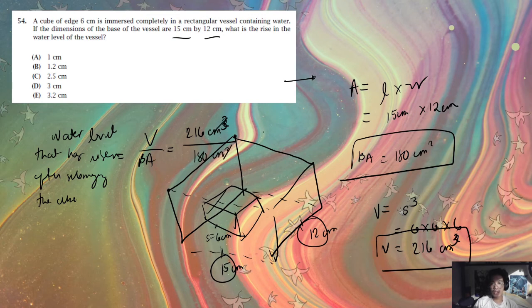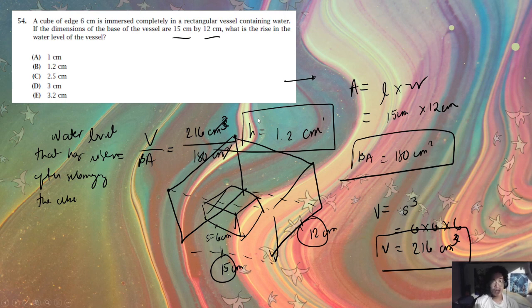So these cancel out. What we have would be a unit of centimeter, centimeter raised to 1. And what's 216 divided by 180? That should give us 6 over 5 or 1.2. Therefore, the water level rose 1.2 centimeters when the cube was submerged into the vessel. This was the change in the height, or how high the water level rose. And again, this has applications in density and water displacement on liquids. Okay, and that's how we solve this problem.